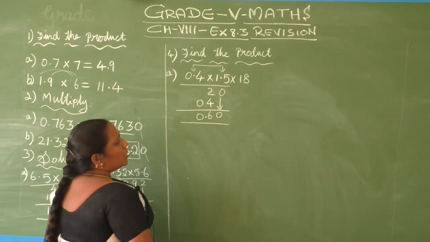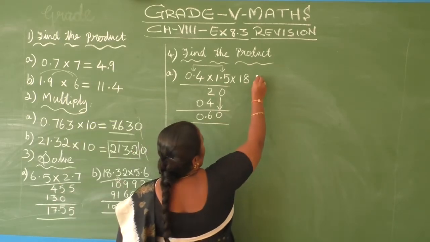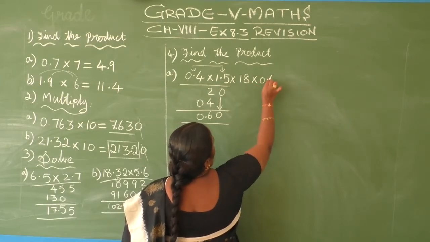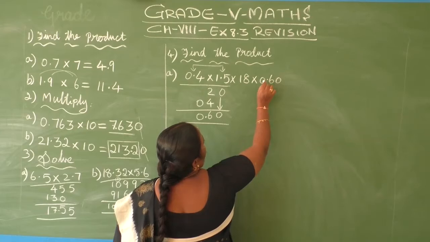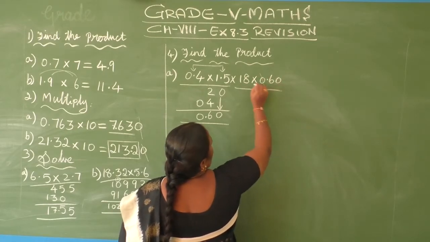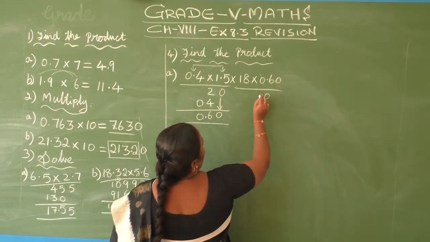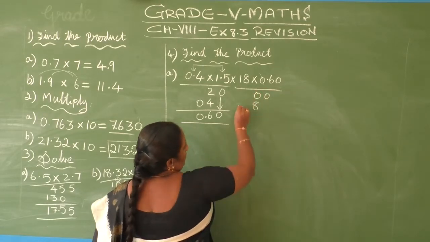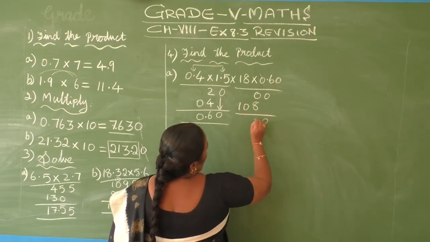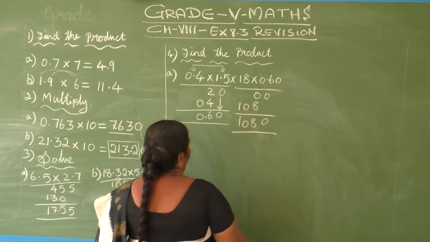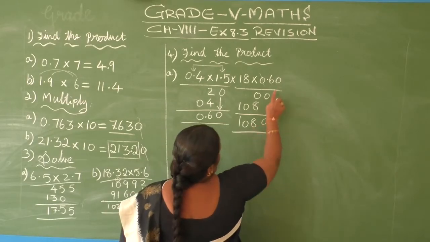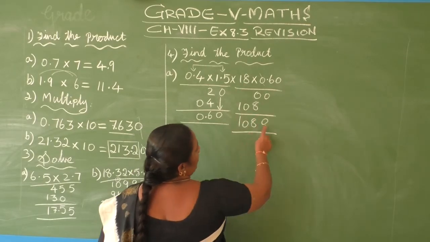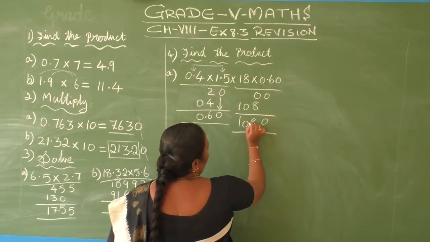Now 0.60. See here again I will take this number with 18. 0.60. If you want you can write this 0, otherwise no need. 0 8s are 0, 0 1s are 0, 6 8s are 48, remaining 4, 1 6 is 6, 6 plus 4, 10. 0, 8, 0, 1. So here in the decimal part 2 places are there, here whole number only. So here also after 2 places you keep the decimal point.